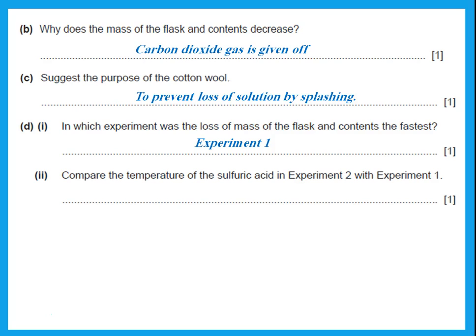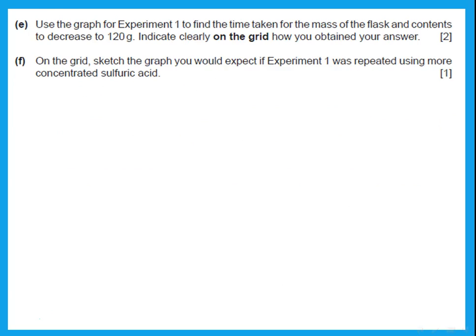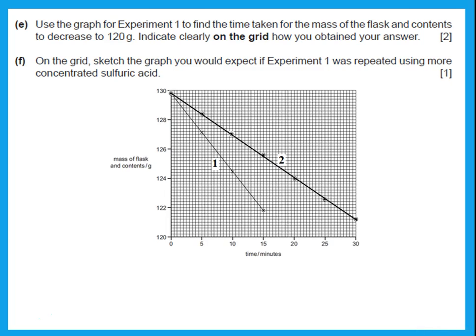Compare the temperature of the sulfuric acid. Now, if experiment 1 is faster, that means it was at a higher temperature than 2 or at a lower temperature than 2. If 1 is faster, that means it is at a higher temperature. So experiment 2 must have been at a lower temperature. Okay? Now, use the graph for experiment 1 to find the time taken for the mass of the flask and contents to decrease to 120. So this is the graph again that we just drew. Indicate clearly on the grid how you obtain your answer.